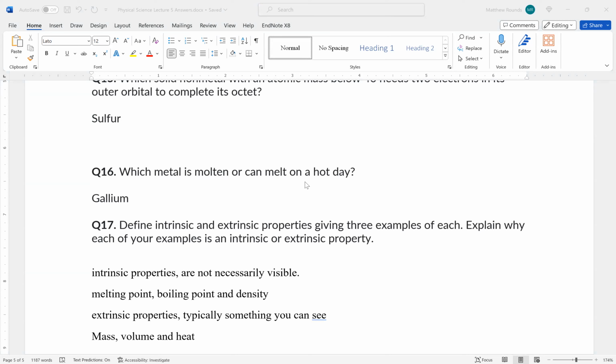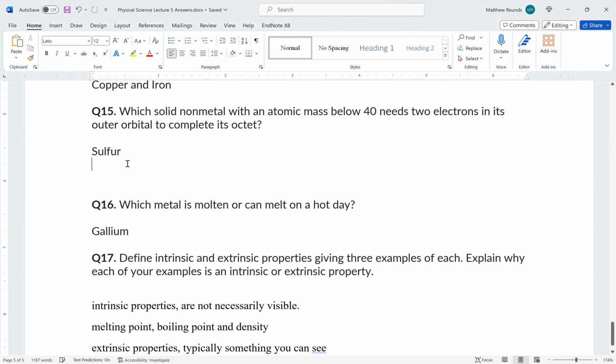What would you like us to do next with the time we have left? I have to search up more metals. Oh no, that's the answer. That's it, we're all good. We'll just say gallium.